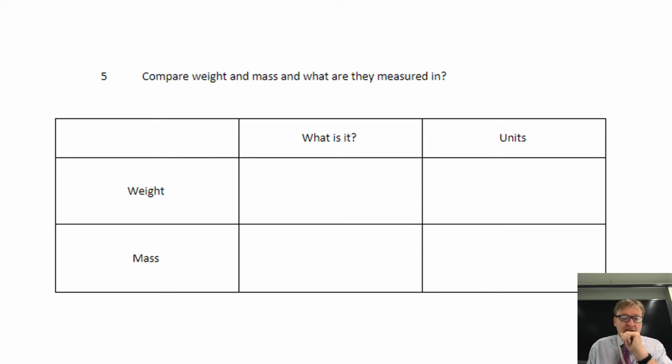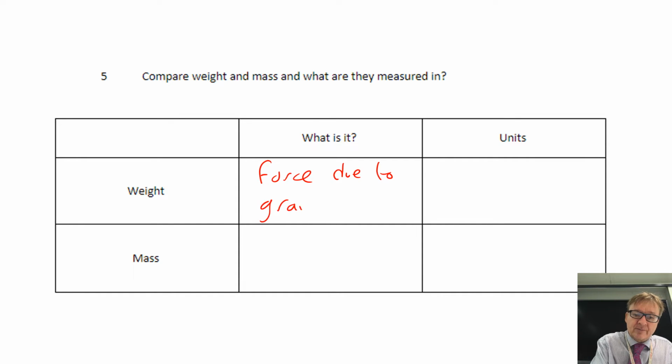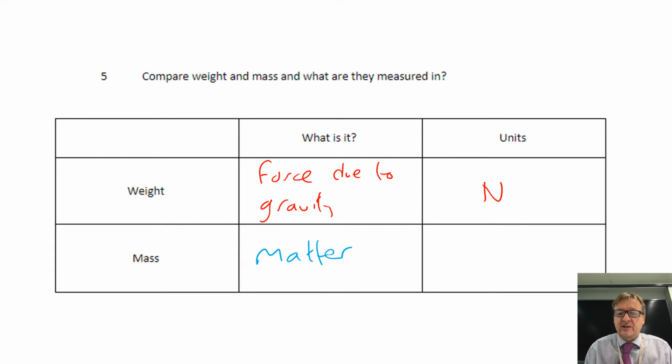Question number 5, right? What is weight? Weight is a force due to gravity, and its units are newtons. Mass is how much stuff there is, how much matter is included in something, and that is measured in kilograms. So a good question in this is, I'm sat in this room at this moment in time and I'm, I don't know, make it up, 100 kilograms.